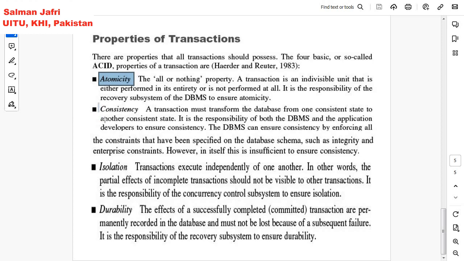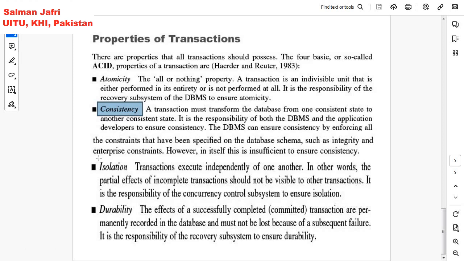The second is consistency. A transaction must transform the database from one consistent state to another consistent state. So there should not be a transaction that leaves the database in an inconsistent state. So you start with a consistent state, and after the transaction you end up again in a consistent state. So it is the responsibility of both the DBMS and application developers to ensure consistency. And we know that we have different kinds of constraints also, right? We can specify the database schema to ensure consistency.